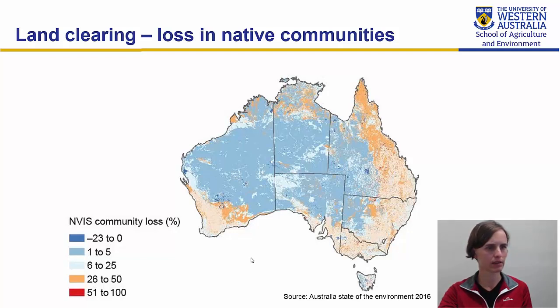Most areas in Australia have been experiencing a loss. So in particular, all those orange parts, you can see even red spots here all along the east coast, have been experiencing a loss in communities. The same here in WA, that whole ecoregion has experienced up to 50% loss in native communities. So it's not a very positive picture again. And you see that most loss has been occurring along the coast where most people live.